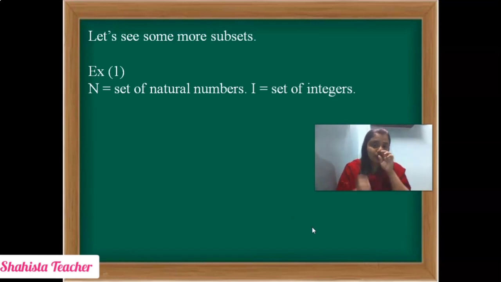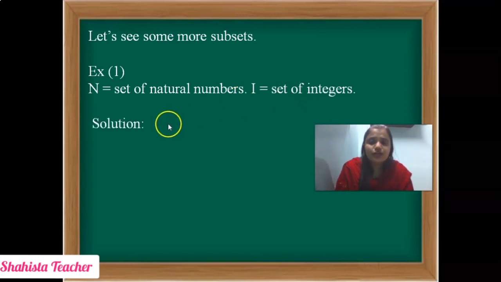Here, next example. Example number 1. N is equal to the set of natural numbers and I is equal to the set of integers. Natural numbers are those numbers which start from 1, and integers are those which carry positive as well as negative numbers. So here we will write the solution.